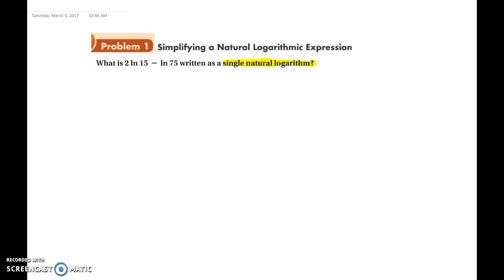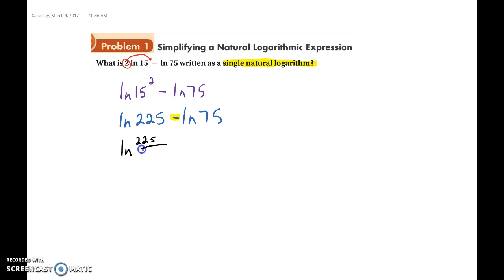So we will use the exact same properties that we had before. This number that's being multiplied up front is actually represented by a power. It tells us it's a power. So we can rewrite this as ln of 15 squared minus ln of 75. 15 squared is equal to 225, so we can rewrite this as ln of 225 minus ln of 75. So now we know that this minus sign tells us that we need to divide when we are combining these into one natural logarithm. So it becomes ln of 225 over 75. And then this will give us ln of 3.